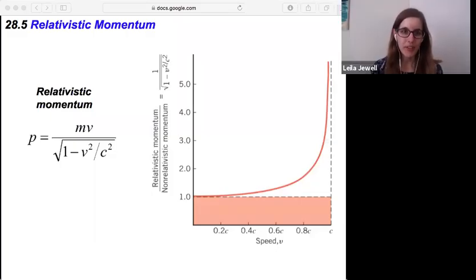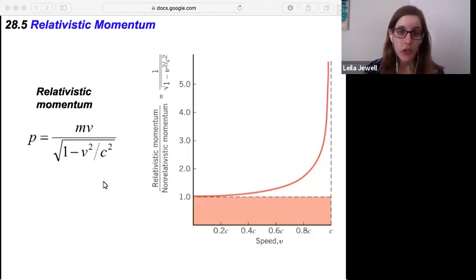Section 28.5, relativistic momentum. This is something you got to see a little bit in lab when we looked at relativity. And it's that once you start traveling at a reasonable fraction of the speed of light, we start needing to modify our momentum equation. Previously, we calculated momentum with just mass times velocity, and this is good up to a point, but you eventually need to start dividing by the square root factor, square root of 1 minus v squared divided by c squared.